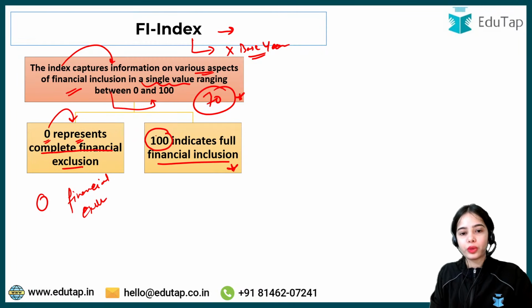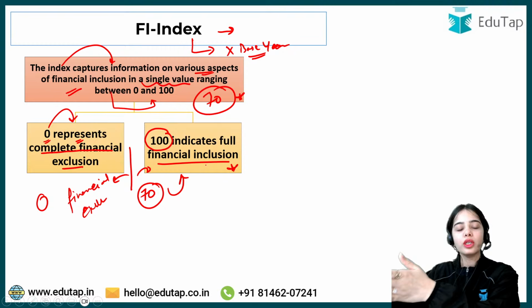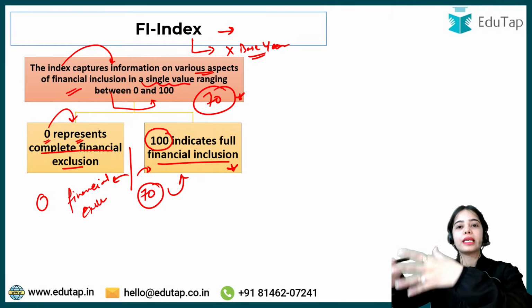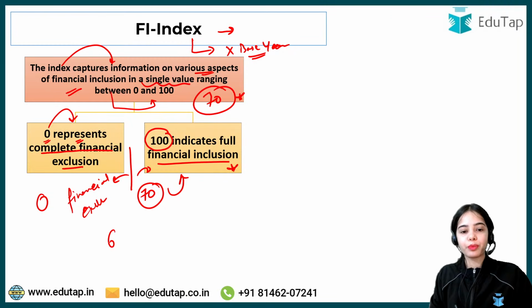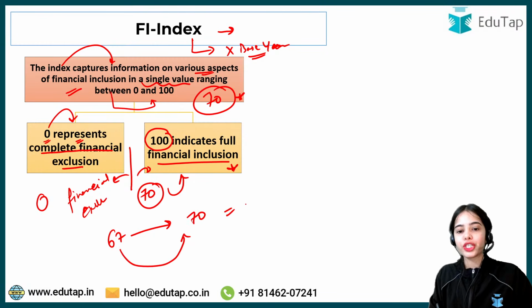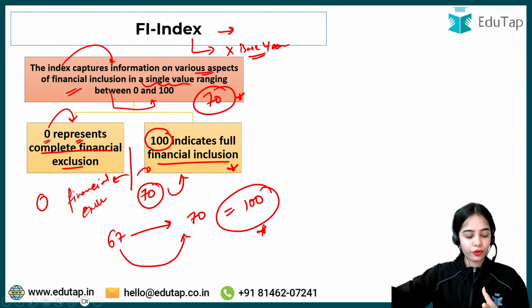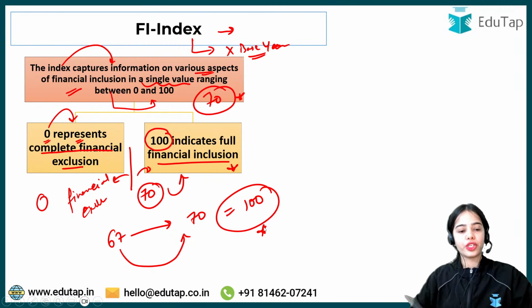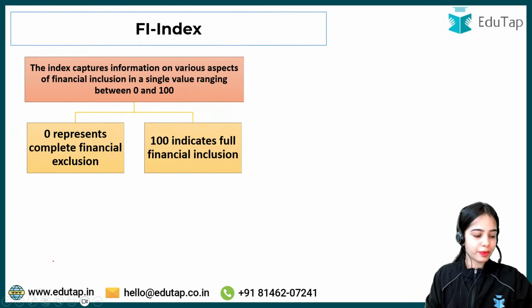But let's say the value is 70. Is that nearer to 0 or 100? 70 is nearer to 100. That means we are moving towards full financial inclusion, towards greater financial inclusion. The value has improved from 67 to 70, which means we have reached nearer to 100. That shows that we are going towards better financial inclusion.